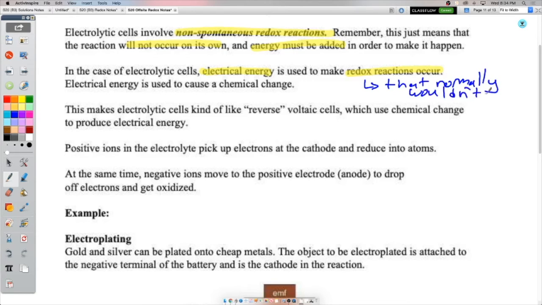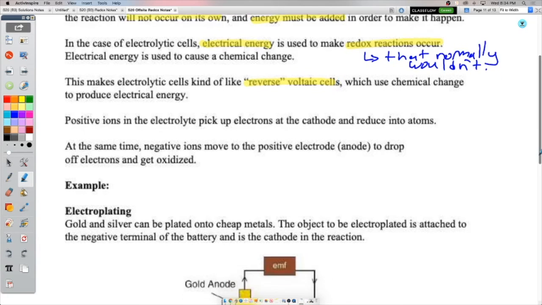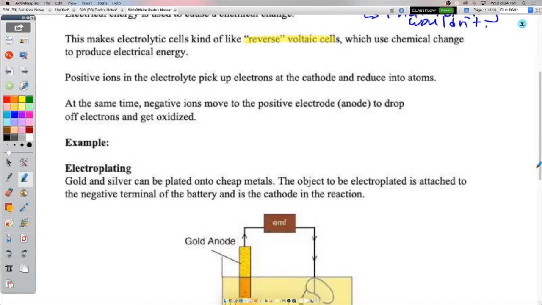In other words, we're going to force things to do what they're actually worse at, so that the next day they can naturally keep doing what they're better at. We're kind of going to build it back up. It's like knocking down a sandcastle and then building it back up just so you can knock it back down again. So electrolytic cells are kind of like reverse voltaic cells, which use chemical energy to produce electrical energy. We talked about that. The general idea is the same.